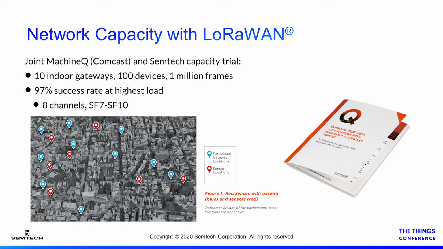And the rest of my talk is going to show that rather than setting up this network for real, we can just predict the result, which is 97% success at the highest load. It's a way to much faster predict the capacity and the packet error rate, the quality of service of a network.